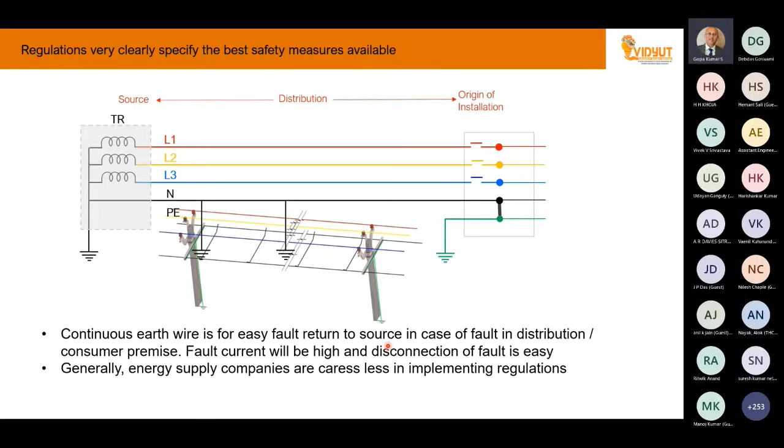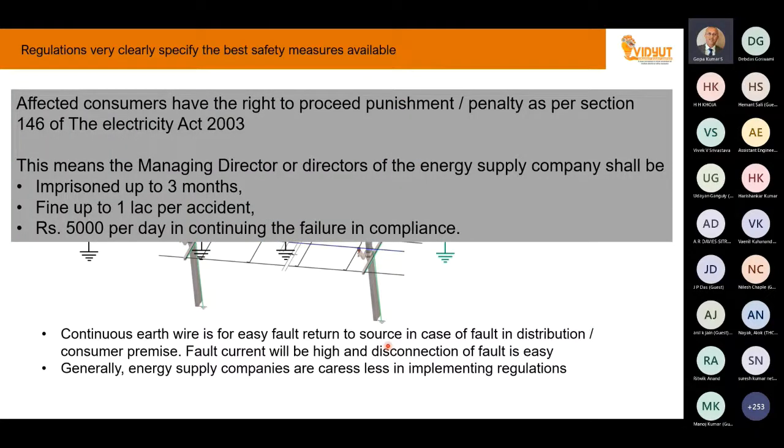So in a place, if a guard wire is missing, and if the phase conductor falls down, and somebody gets electrocuted, and we apply section 146 of the Electricity Act with a good lawyer, what will happen is the managing director or directors of the energy supply company have to be imprisoned up to 3 months, with a fine of 1 lakh per accident, and rupees 5,000 per day for continuing failure of compliance.